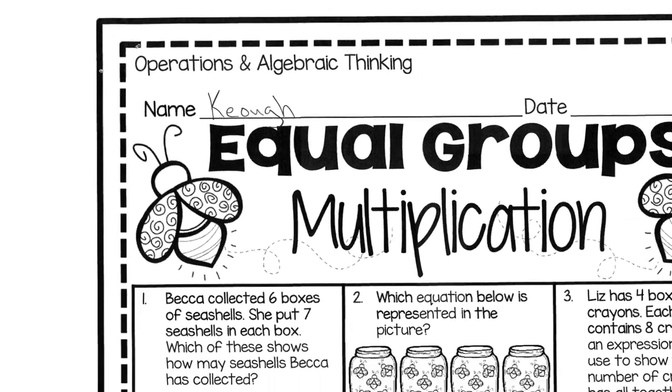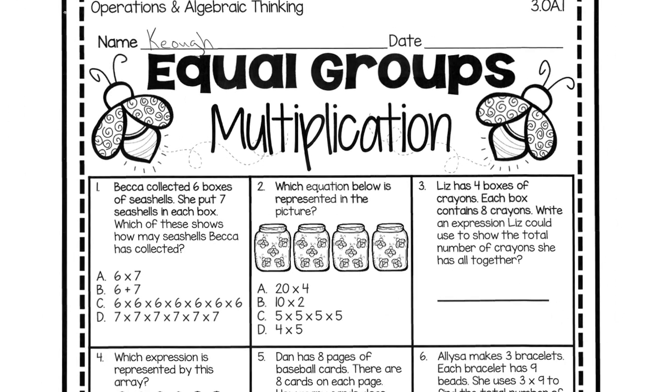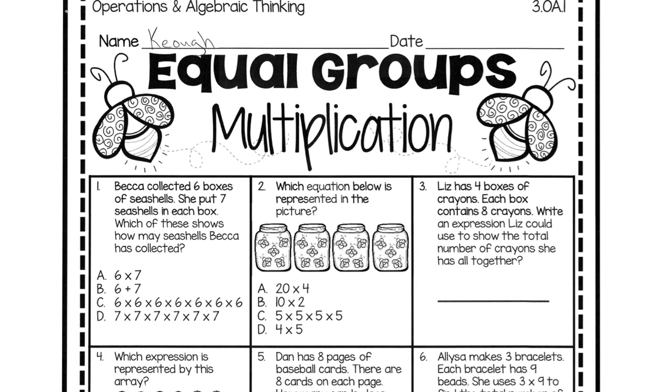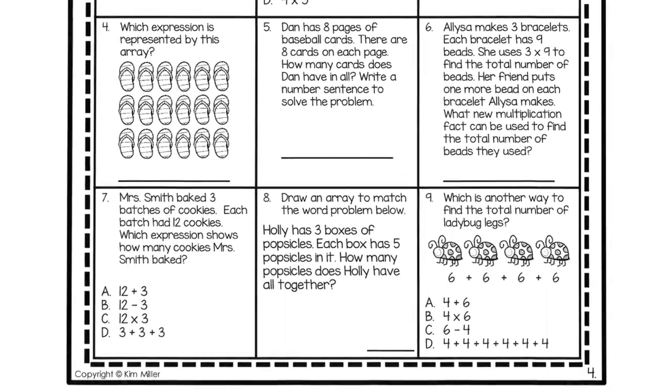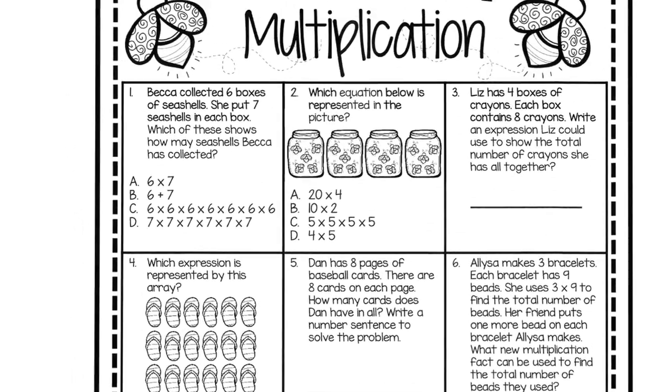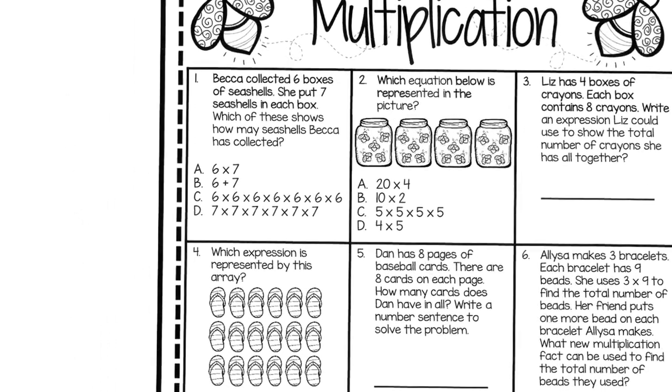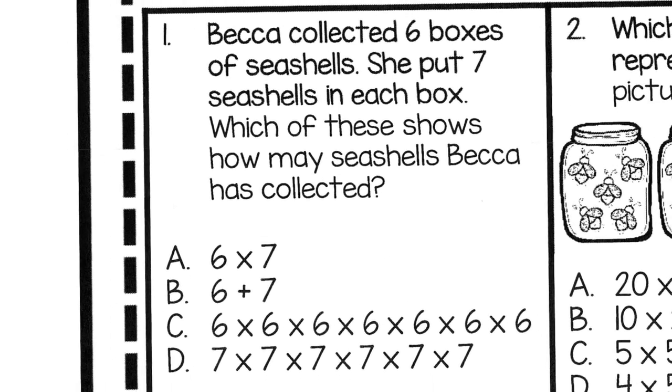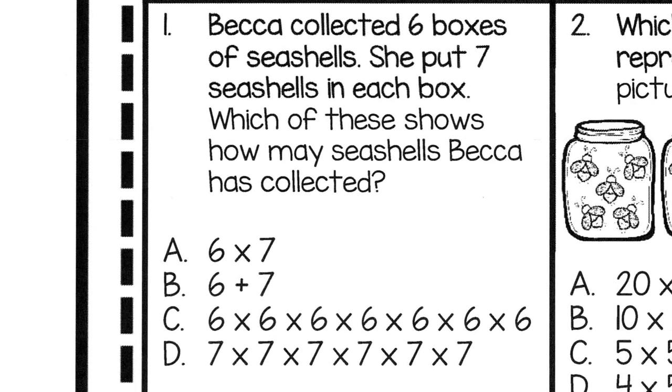The first page of this packet says equal groups multiplication. Okay, looks like we've got 9 boxes with some questions that they want us to answer. Let's do a few of them together. It says Becca collected 6 boxes of seashells. She put 7 seashells in each box. Which of these shows how many seashells Becca has collected?